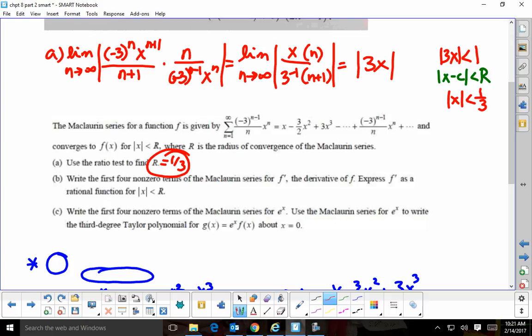So that was a pretty basic one to just have to do the ratio test. Those are the ones you should not miss points on because they are just the procedural points. Okay? Okay, B. Write the first 4 non-zero terms in the Maclaurin series for f prime. Go.